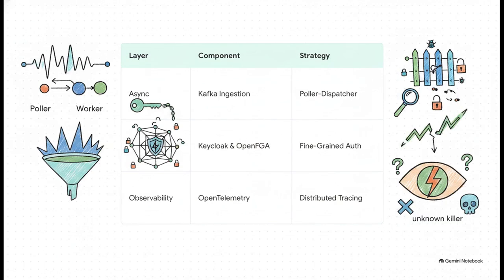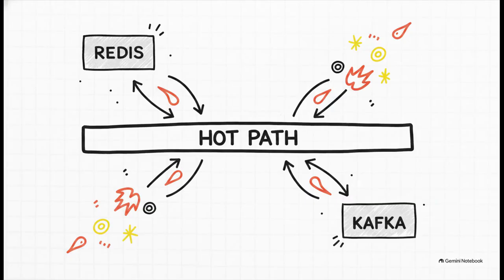And it honestly didn't stop there. The graph mapped out the entire asynchronous heartbeat of the system. It pulled the Kafka ingestion pipeline, using a polar dispatcher worker pattern to absorb massive write spikes without crashing everything. For security, it linked Keycloak and OpenFGA, specifically noting that OpenFGA's Zanzibar pattern is absolutely essential for low-latency authorization at high scale. Finally, for observability, it mandated OpenTelemetry and Sentry, because at 100K RPS, the unknown is what'll really kill you. The AI managed to synthesize all of this into one cohesive thesis.